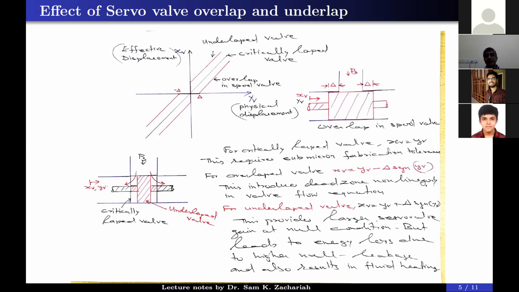Similarly, the main problem here is that this introduces a dead zone nonlinearity in the servo valve flow equation. You might have heard of this nonlinear dead zone. Why is it called dead zone? When YV is within plus or minus delta, the output is dead. It is a zone in which there is no output. That's why it's called dead zone nonlinearity. The effect of dead zone nonlinearity in the servo valve equation is a drastic reduction of gain near null condition.